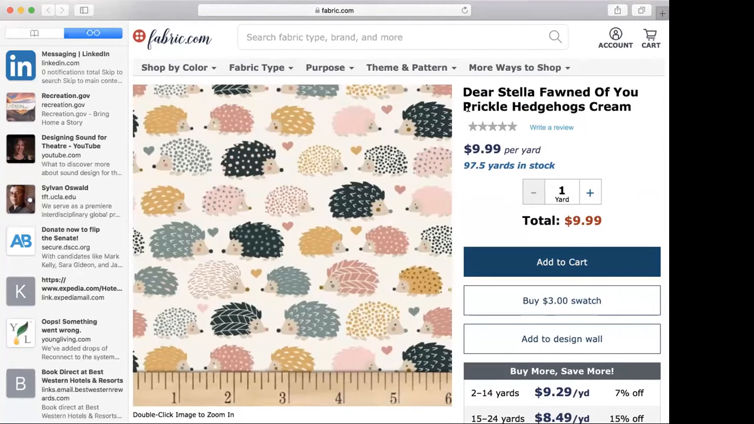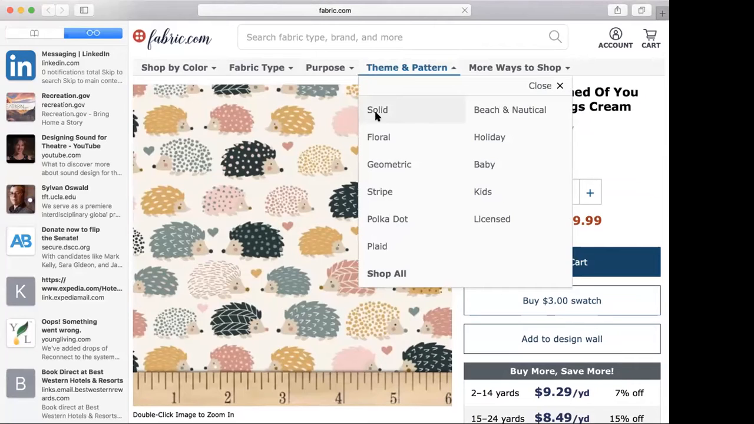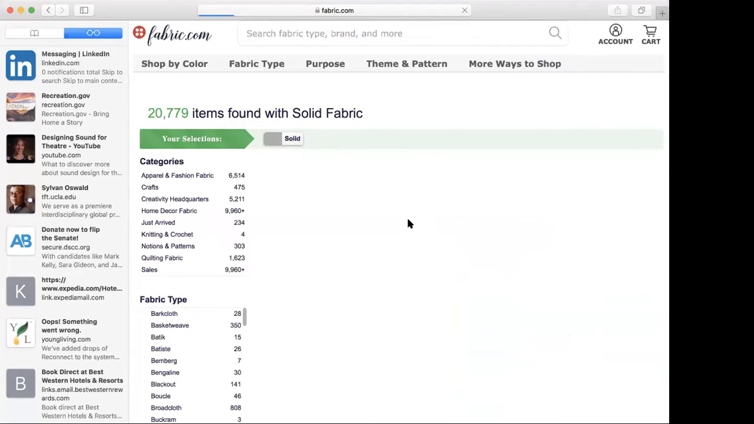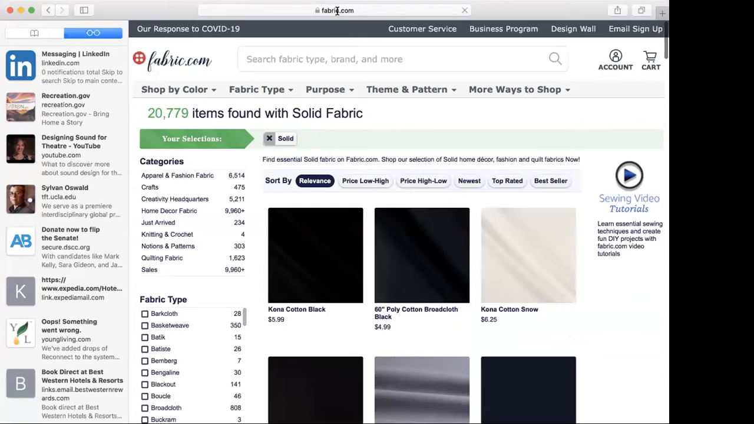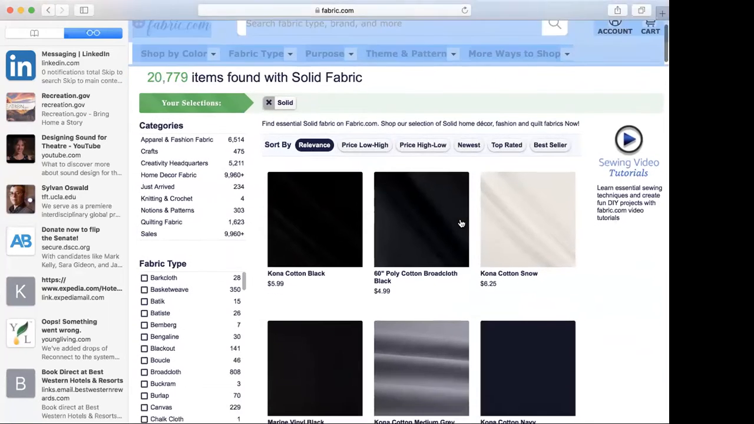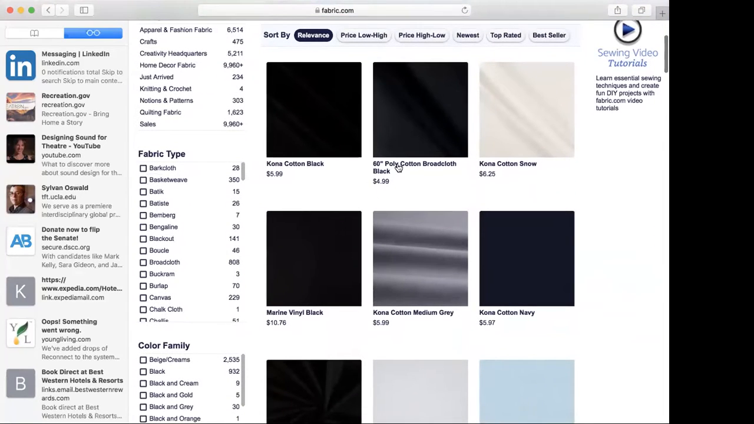You can look at, they have it by theme, hilarious. So solid. And then you'll see solid fabrics. Okay. Kona cotton. And now you can see these prices are much cheaper, $6.25 a yard. It's always by the yard, okay? A yard is 36 inches in the United States and roughly just under 3 inches under a meter.